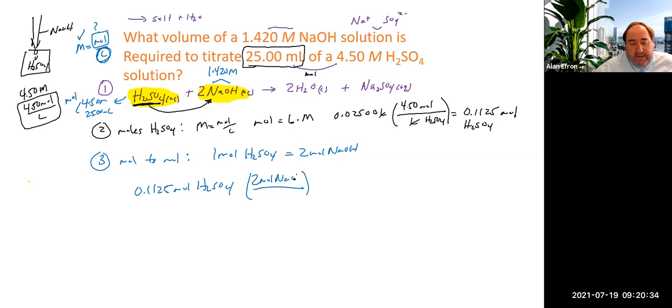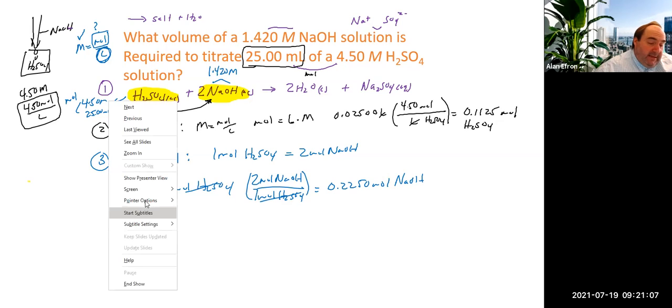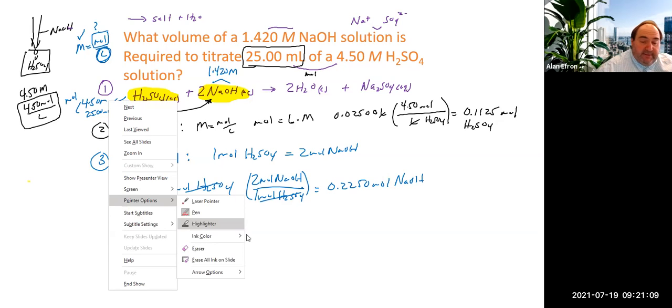So we'll put that on top and 1 mole on the bottom. The moles of sulfuric acid will cancel. We're basically going to multiply this by 2, which gives us 0.225 moles of sodium hydroxide. And that is the stoichiometry part, just like we've done previously. At this point, we are not interested in grams or anything like that, like we've done in many stoichiometry problems up to this point. We're actually interested in the volume.